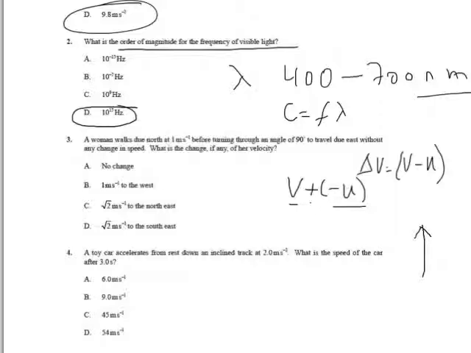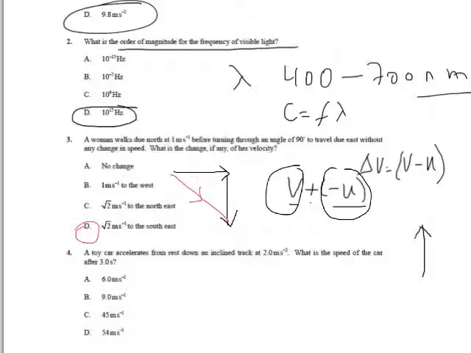Now this looks like this. Our velocity, v, is the vector to the east, but this time we're going to add minus the initial vector, so it's going to go down south. So the answer, believe it or not, for the change in velocity, not for the final velocity, but for the change, would be D, root 2 to the southeast.